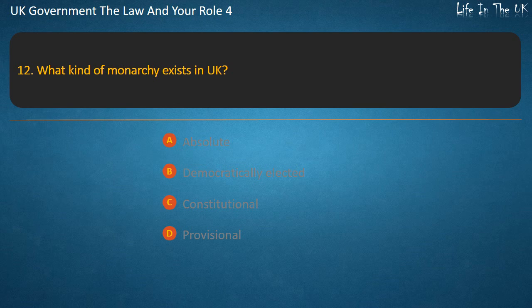Question 12. What kind of monarchy exists in UK? Absolute. Democratically elected. Constitutional. Provisional. Answer. Constitutional.